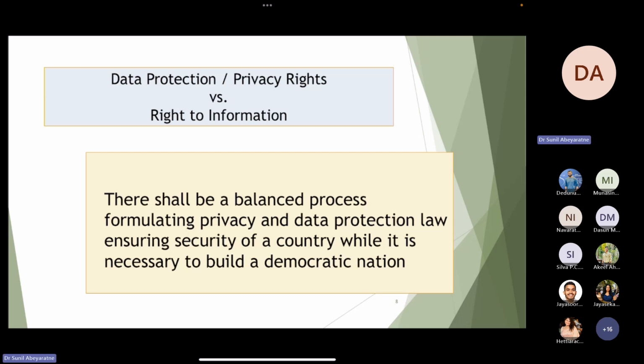If you take any democratic country, there shall be a balanced process in formulating privacy and data protection law, ensuring the security of a country while it is necessary to be a democratic nation. Democracy says that you are entitled to get information of others, the society, for your survival, for the safety of the society. In the meantime, people must have their own privacy. So this is a balancing process. Any civilized, any democratic country must balance these two situations. If any government or any region or any jurisdiction is capable of balancing these two, only then can we see it's a successful country. It is a very democratic country in the world.